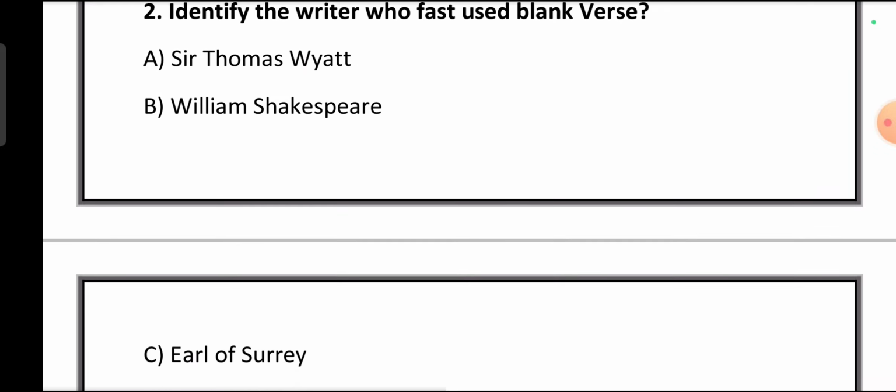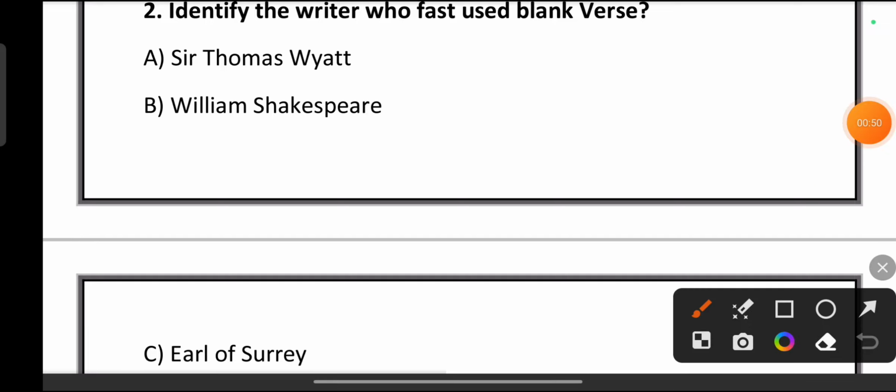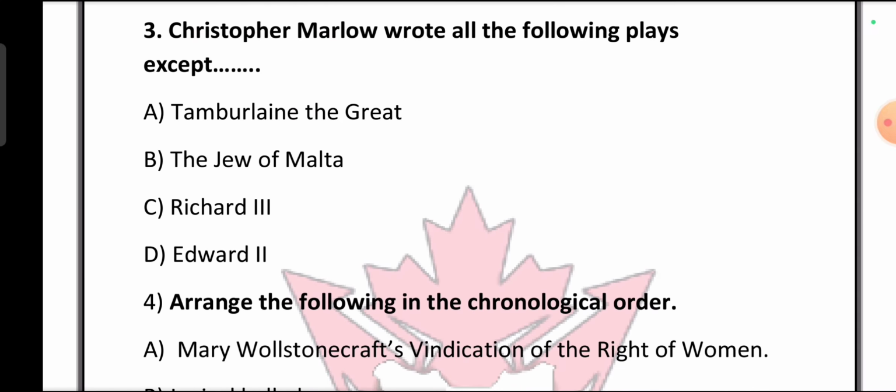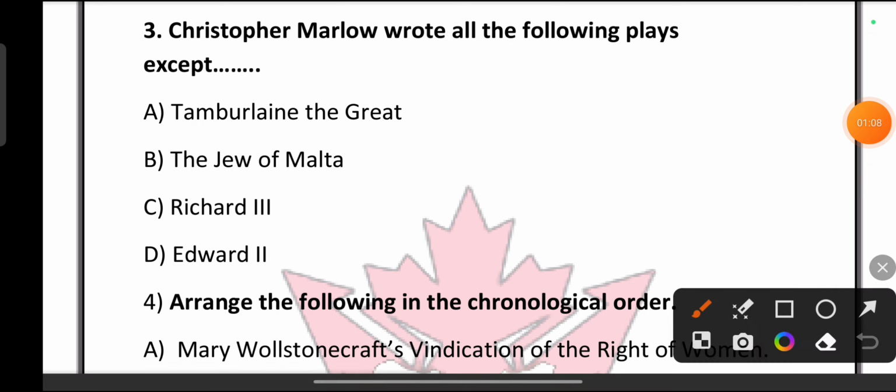Question number 2. Identify the writer who first used blank verse. So, Earl of Surrey first used blank verse in English literature. Then question number 3, Christopher Marlowe wrote all the following plays except Richard III. Richard III is a play written by William Shakespeare.